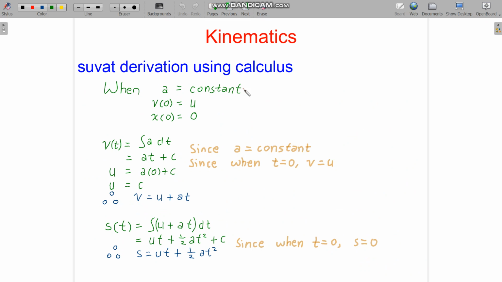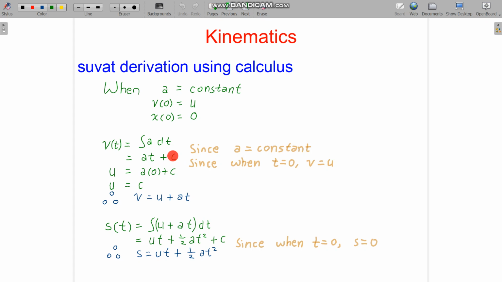Using calculus. So remember, if we are using SUVAT, the acceleration must be constant. So the a is a constant, and the initial velocity is called u, and the initial displacement is 0. So from here, v is the integral of a. Since a is a constant, we get simply at plus the constant of integration. Initially, when the time is 0, the velocity is u. So this means 0 times a is 0, so the c is u.